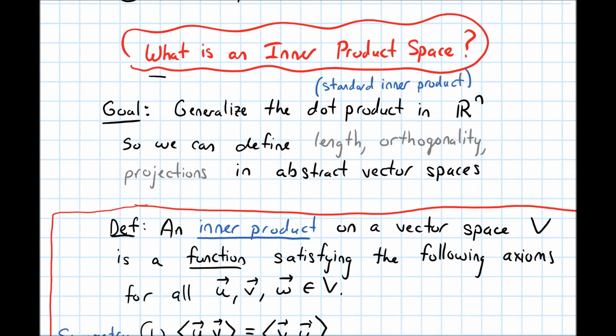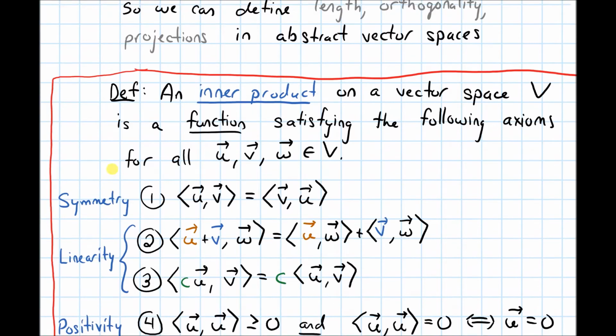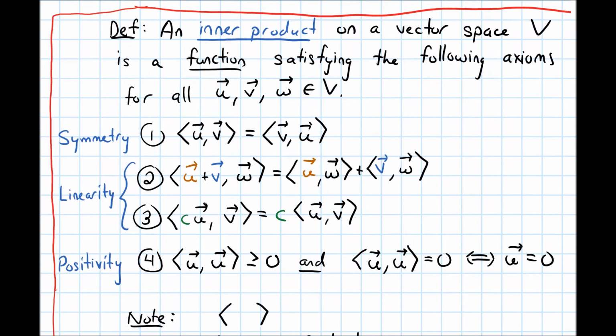Okay, so we want to generalize this notion of the dot product that we talked about in Rn so that we can define terms like length, orthogonality, and projections in abstract vector spaces. So not just Rn, but more abstract vector spaces. So let's define this thing called the inner product. Okay, so the inner product on a vector space V is a function that satisfies the following axioms. So it needs to do this for all vectors u, v, and w that are in the vector space V.